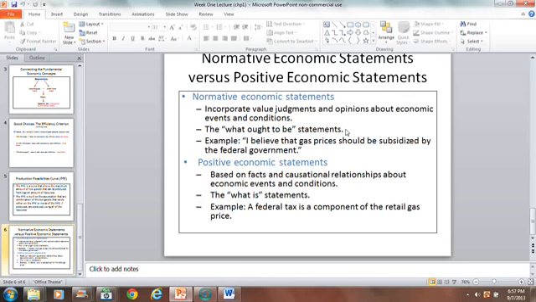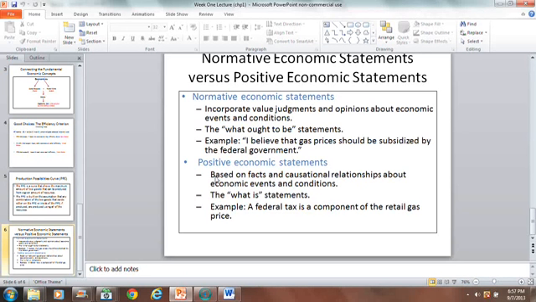As an example, if I say I believe gas prices should be subsidized by the federal government, that's my opinion, and that's a normative statement. So normative statements have value judgments attached to them. In contrast to normative statements, you also have positive economic statements. Positive economic statements are statements based on factual things. Like if I conduct some economic research and, based on my findings, say, okay, based on these facts, here's the relationship. Those types of statements are called positive.